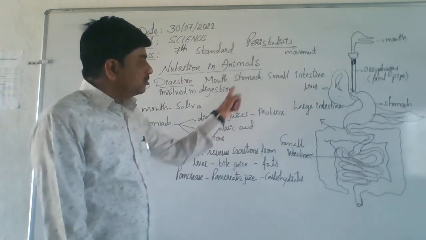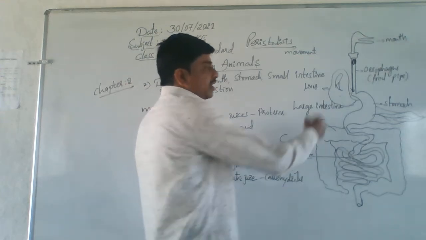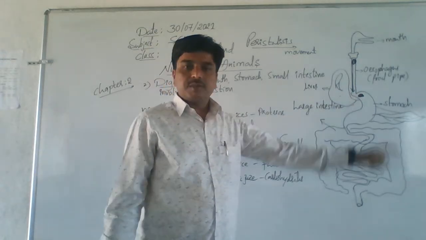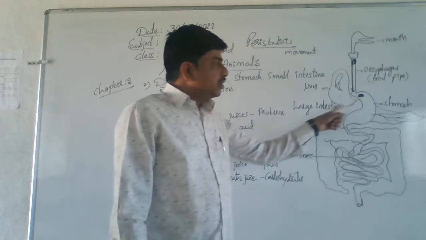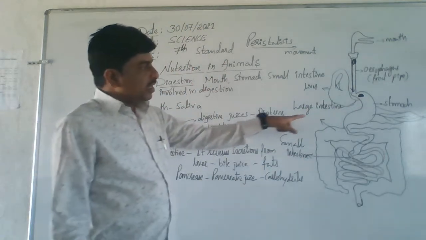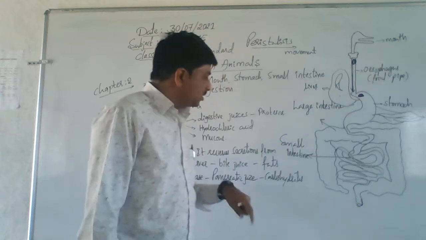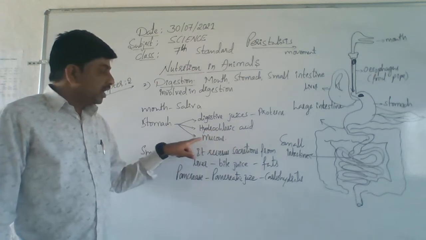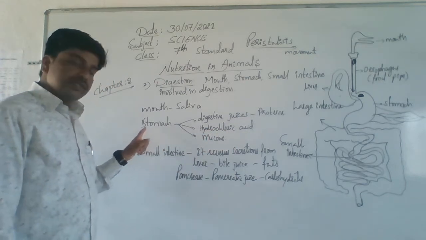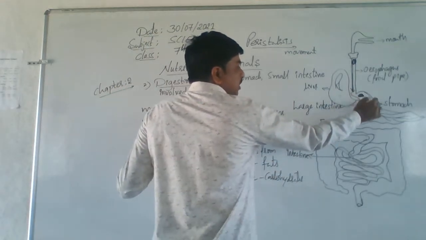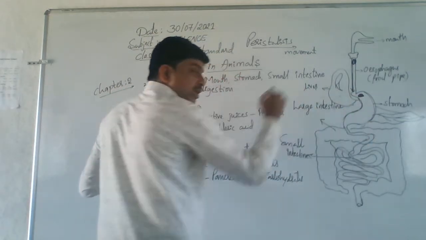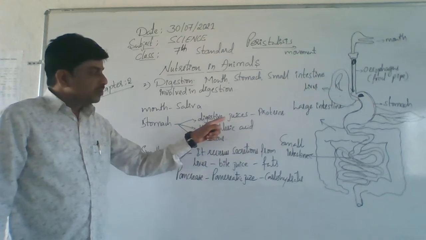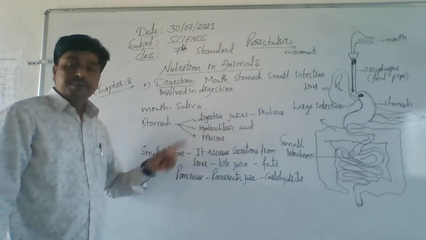Okay, now the stomach. When food enters the stomach, remember, the food finally reaches the stomach. The inner wall of the stomach secretes what? Digestive juices, hydrochloric acid, and mucus. Remember, students, this is the inner wall of the stomach. The inner wall of that stomach secretes digestive juices, hydrochloric acid, and mucus.